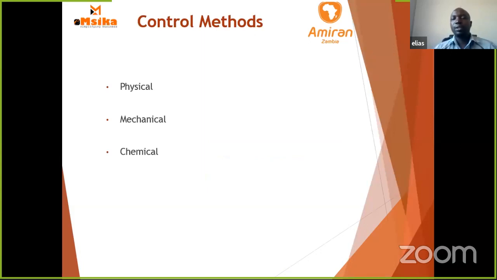Control measures. What methods can we use to control these pests that we've talked about? One way of controlling these pests is the physical way, where when you look at the threshold, if there are few pests found in the field at that particular time, you can go in with your hands and remove those pests and throw them or dig a pit somewhere and bury them so that they don't go back to the field.